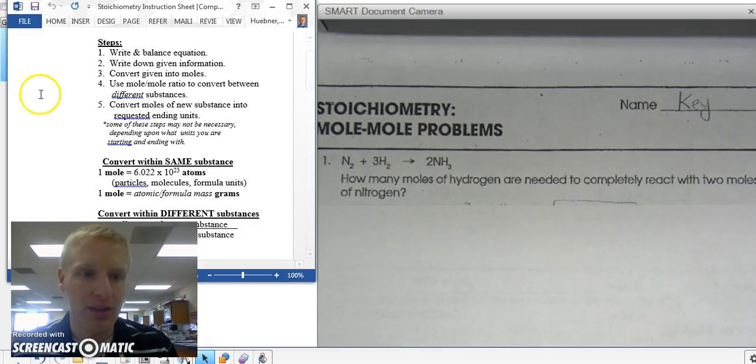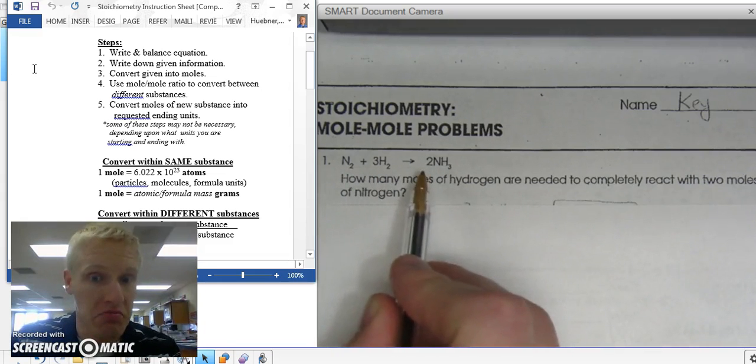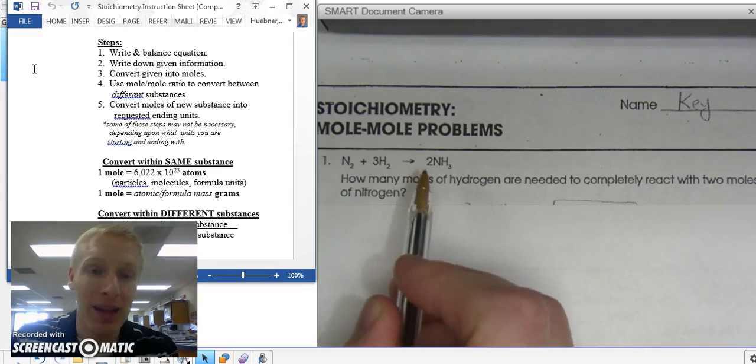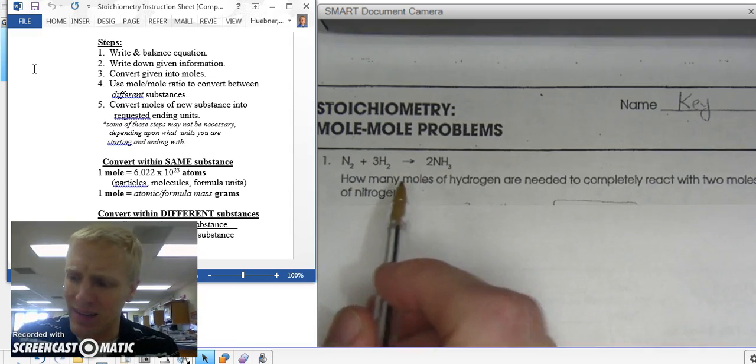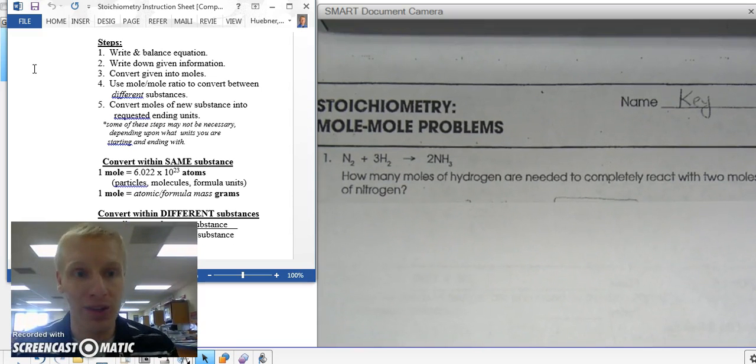So, step 1 is write and balance the equation. It looks like this equation is written and it's already balanced. So that makes that a lot easier. And on your test, it is already going to be balanced for you. So the focus is really just on the stoichiometry, the mole ratio part.